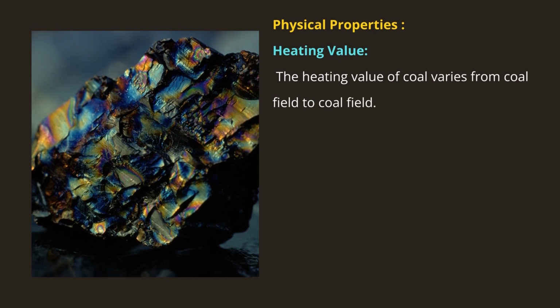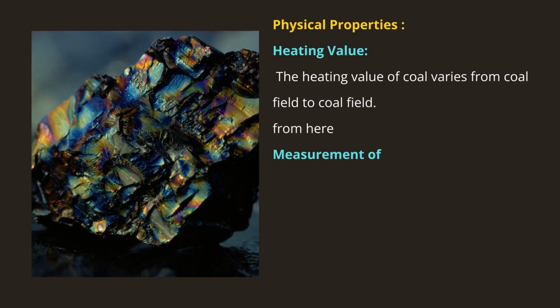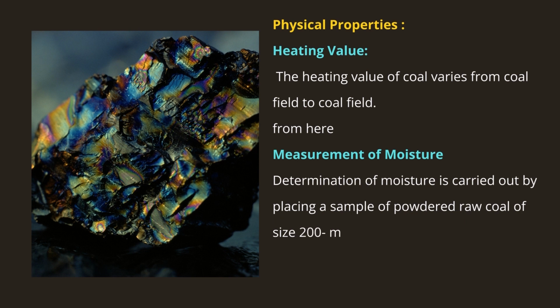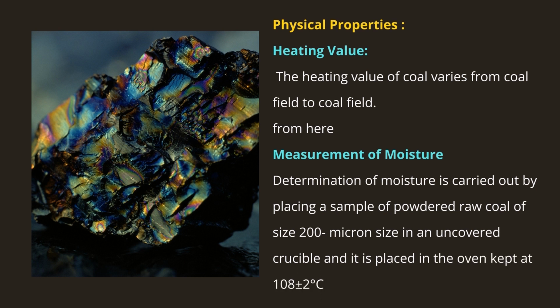Measurement of moisture. Determination of moisture is carried out by placing a sample of powdered raw coal of size 200 micron in an uncovered crucible, and it is placed in the oven kept at 108 plus minus 2 degrees centigrade along with the lid. Then the sample is cooled to room temperature and weighed again. The loss in weight represents moisture.